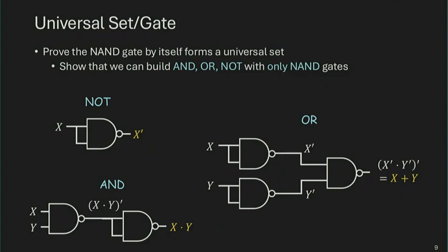You can build an AND gate by inverting the output of a NAND gate. So you put down a NAND gate with X and Y as inputs. You invert it using the inverter you just built. Now you have X and Y.